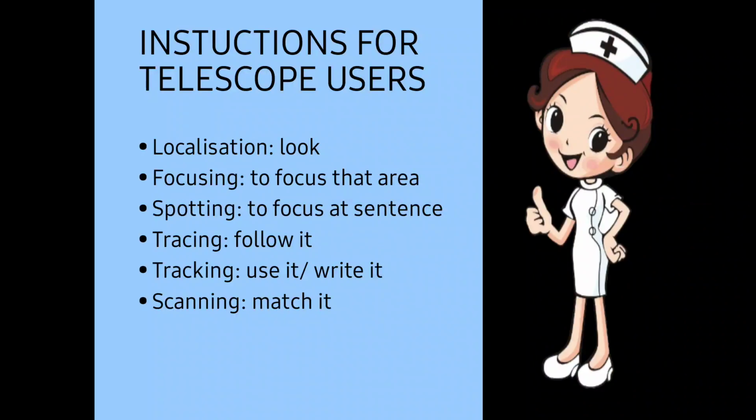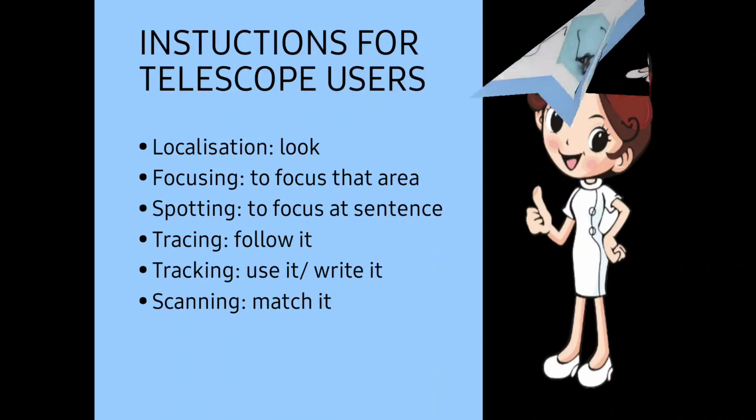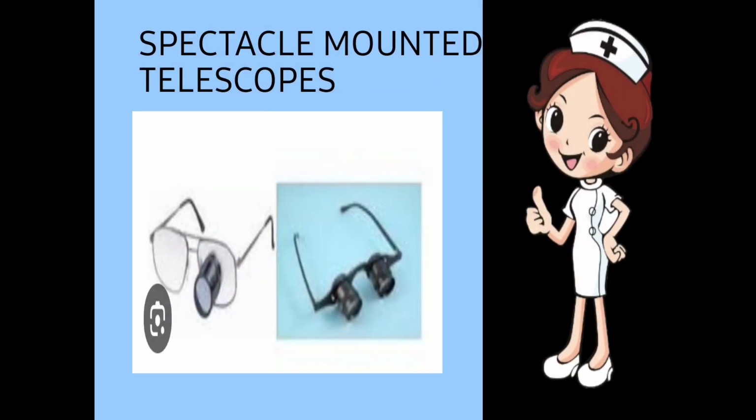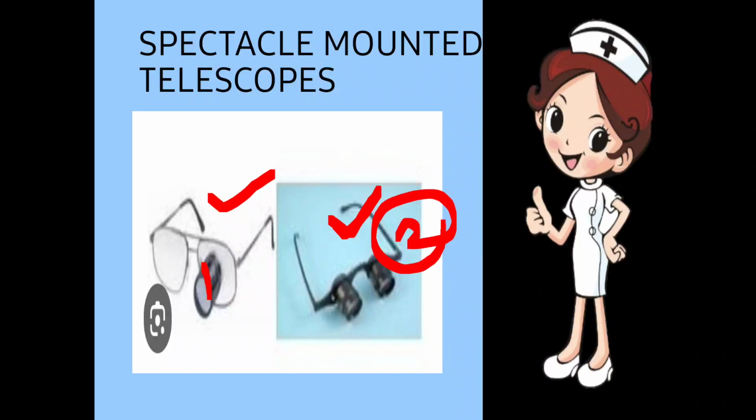Next one, instructions for telescope users. If the person is using a telescope, then what instructions are given to the patient? First one is localization. He or she can wear the spectacle or can look. This one is the binocular telescope, and this one is the monocular telescope. Monocular is on one eye only, and binocular is for both eyes.